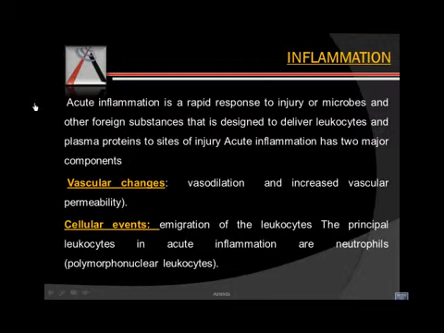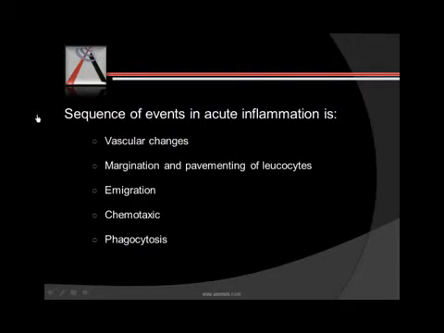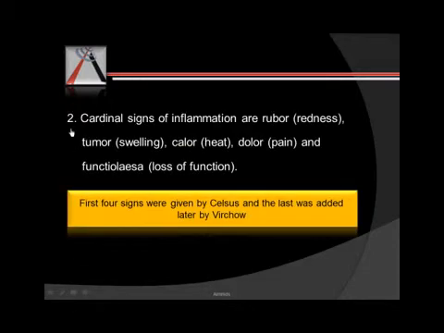Now, as we have a little overview of inflammation, next we'll go into a little more detail. As we've already seen, acute inflammation is a response to injury and it has two stages: the vascular changes and the cellular events. The cellular events consist of margination, emigration, chemotaxis, and phagocytosis. The cardinal signs of inflammation include rubor, tumor, calor, and dolor. Rubor is the redness, tumor is the swelling, calor is the heat, and dolor is the pain. And there is a fifth sign, that is functio laesa, or loss of function. The first four signs were given by Celsus and the last sign was added by Virchow. So you have an MCQ here.